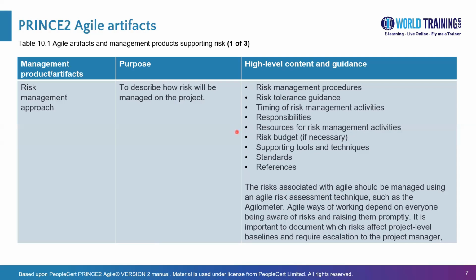Any other resources required for risk management? For example, resources can mean people, tools, technology, any third parties who might be needed, or any information data stores, repositories, and so on. However, some of these will be separately specified. For example, the risk budget, if applicable, supporting tools and techniques, any risk standards, such as an ISO standard or some other international risk management standard, and so on, and any other detailed references.